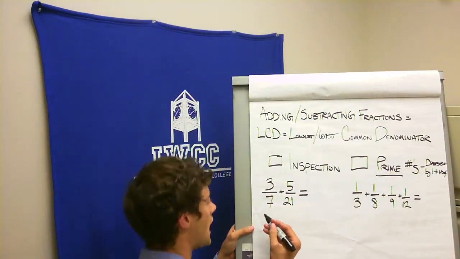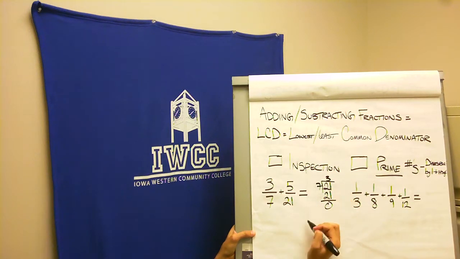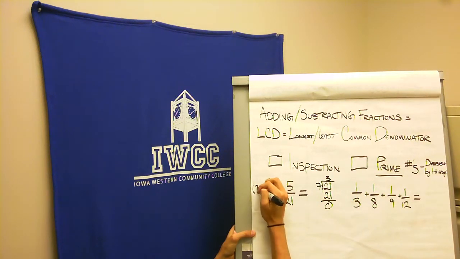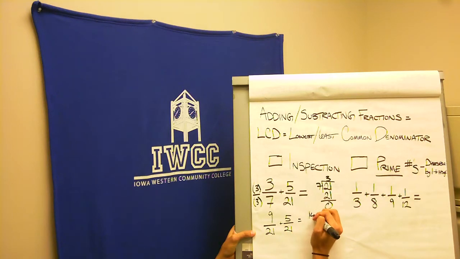So inspection. I'm going to look and I'm going to see that 21 divided by 7 is 3. Okay, and I have no remainders left. So I know I'm going to have to times this by 3 on the top, so my numerator, and 3 on the bottom to get them to the same. So now I have 9 21sts plus 5 21sts, and that gets 14 21sts.